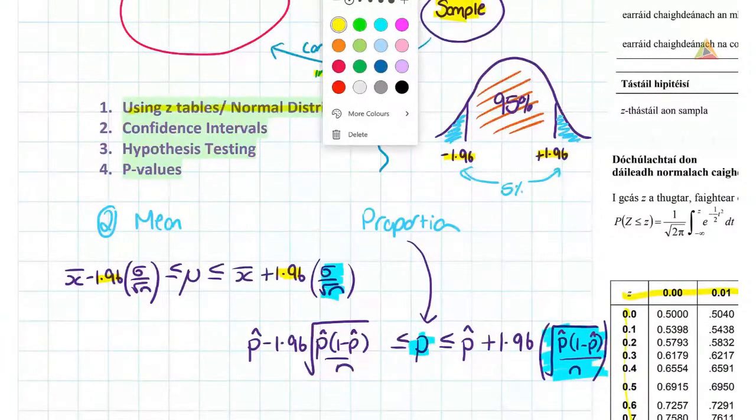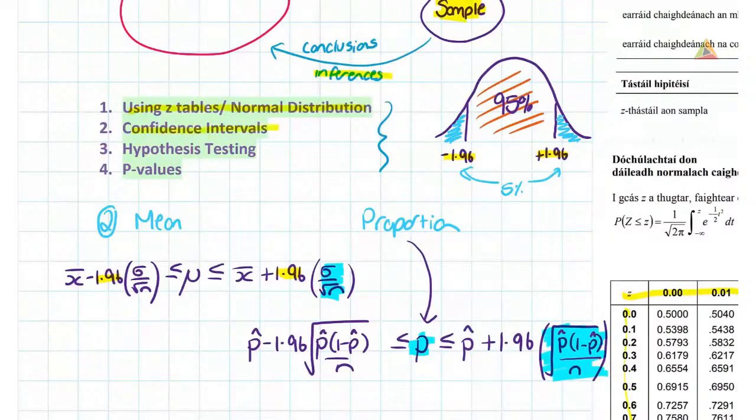Our third part is hypothesis testing. That's the third thing we need to be able to do. So we'll go through that in an exam question later on. And the last thing is p-values. Okay, so quite often p-values are something some students struggle to get their head around, but I'm going to hopefully show you a nice easy way of using p-values and interpreting them.